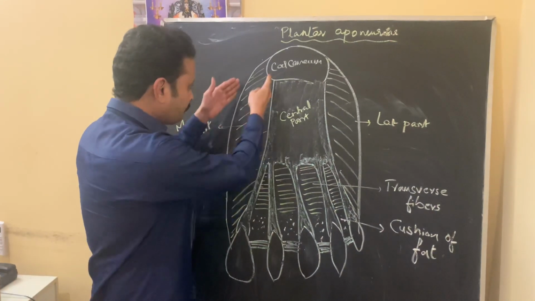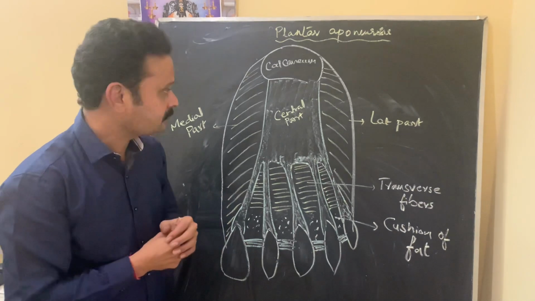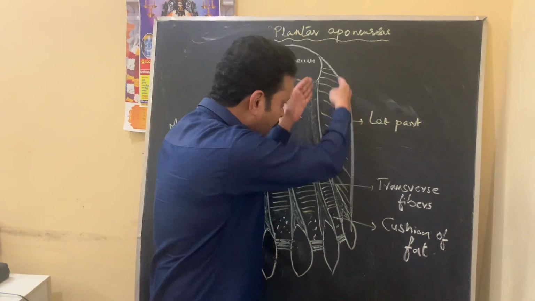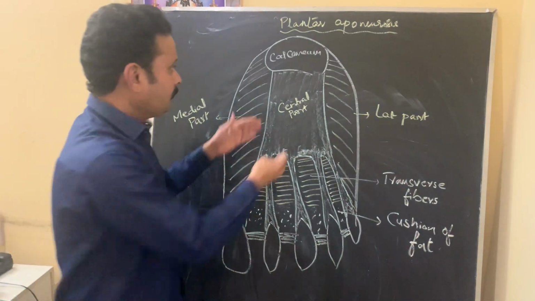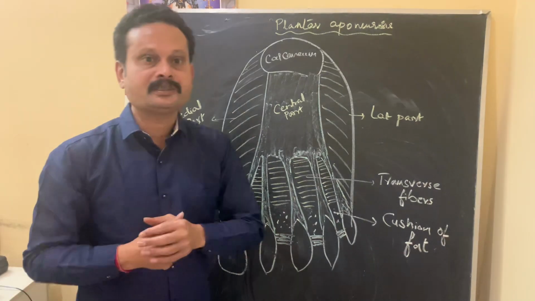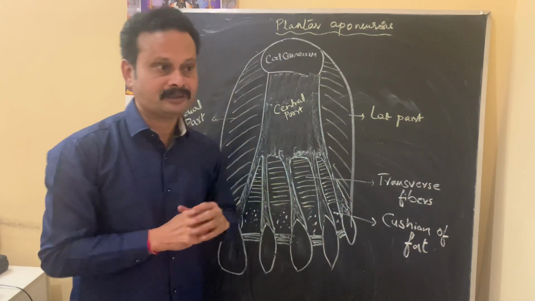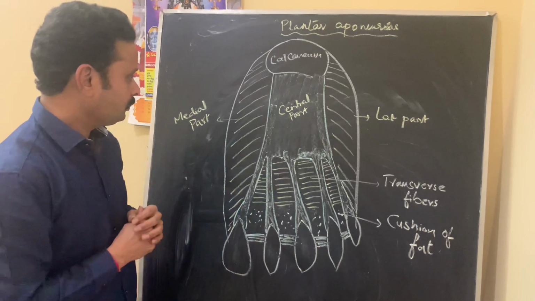This medial part covers the underneath muscle, that is the abductor hallucis, and the lateral part covers the underneath muscle, that is the abductor digiti minimi, and the central part overlaps or covers the middle muscle, which is the flexor digitorum brevis. All these three muscles are the muscles of the first layer of the sole.